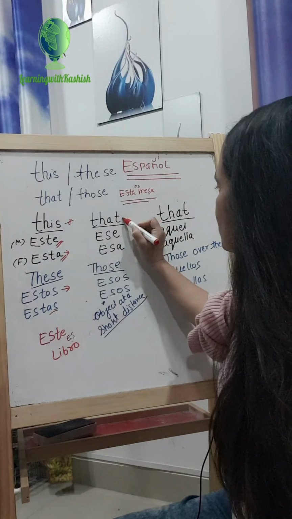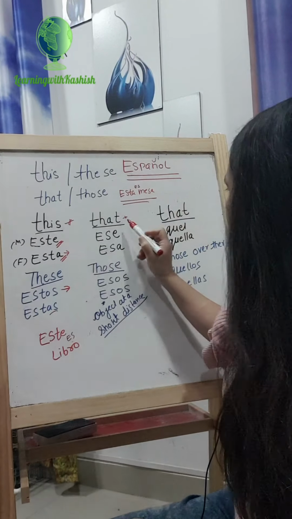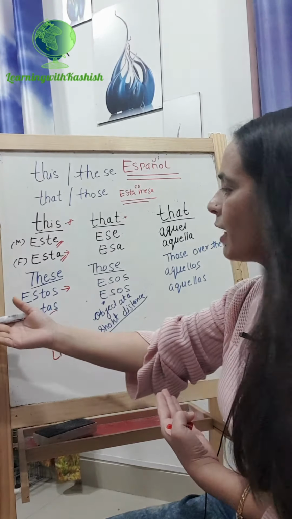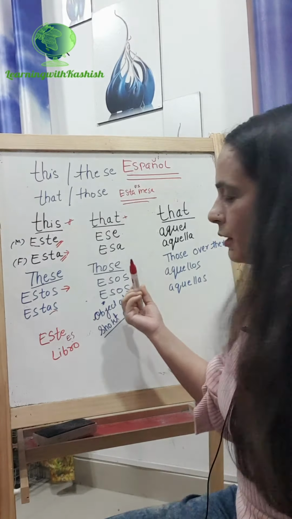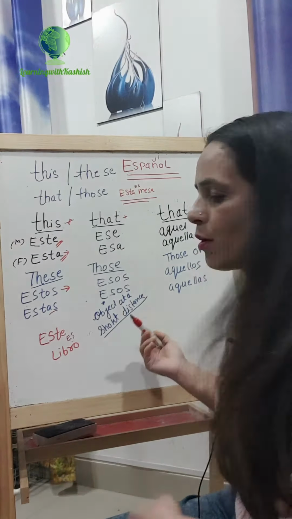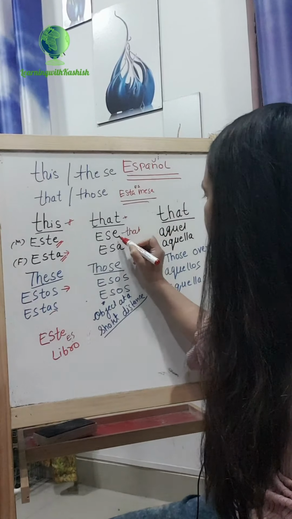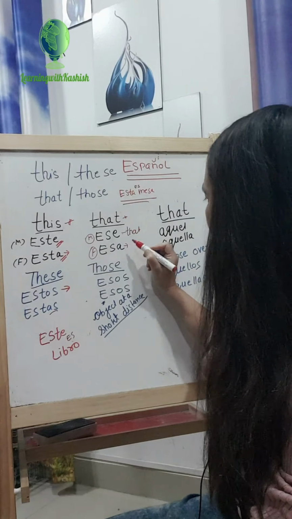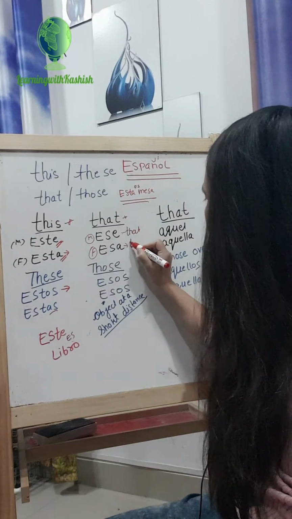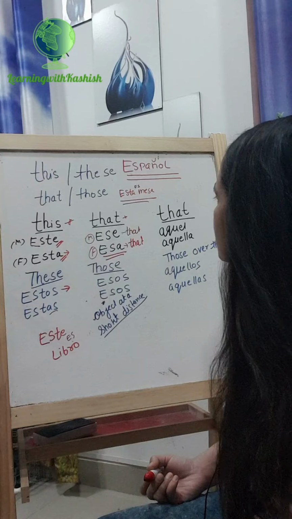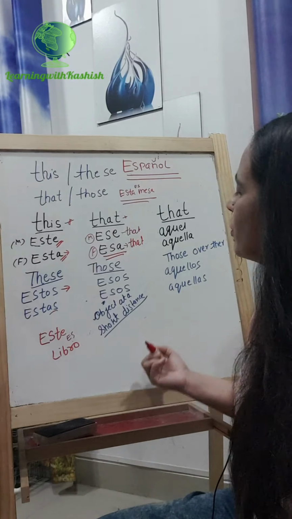Then we come to that. That is of two types. One is a little near, for example, adjacent to you: that is a tree, or that is a pen. Nearby things, which you can even touch or that are really near to you, we will say ese if it is masculine, and if it is a feminine noun you are talking about, then it will be esa. Okay, esa mesa, ese libro, that book, that table.